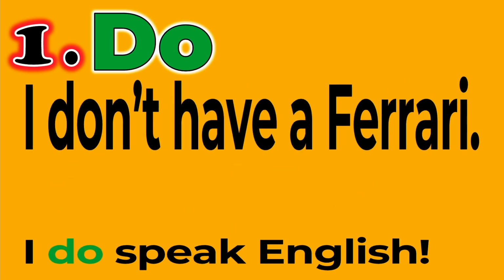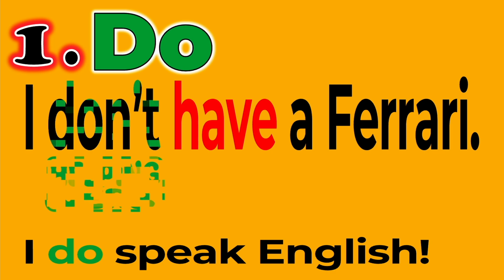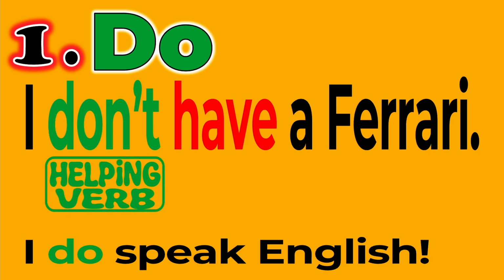Here's another one. I don't have a Ferrari. We do this for negative. We often need the do part when we're doing negative. We need to say do not to make a negative sentence. I don't have a Ferrari. What's our main verb here? What verb are we using? We're using have, right? This is about having it. But have is being assisted. It has a helping verb. Don't is a negative helping verb.